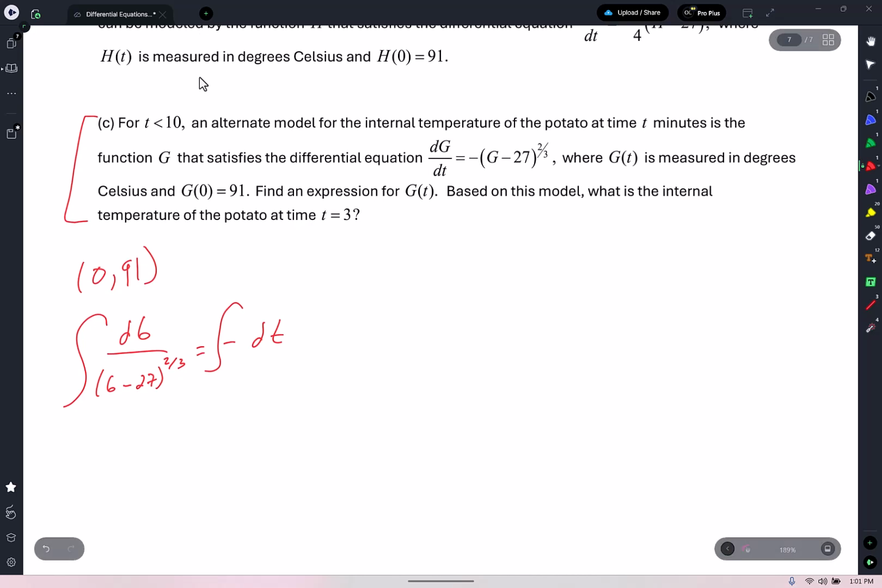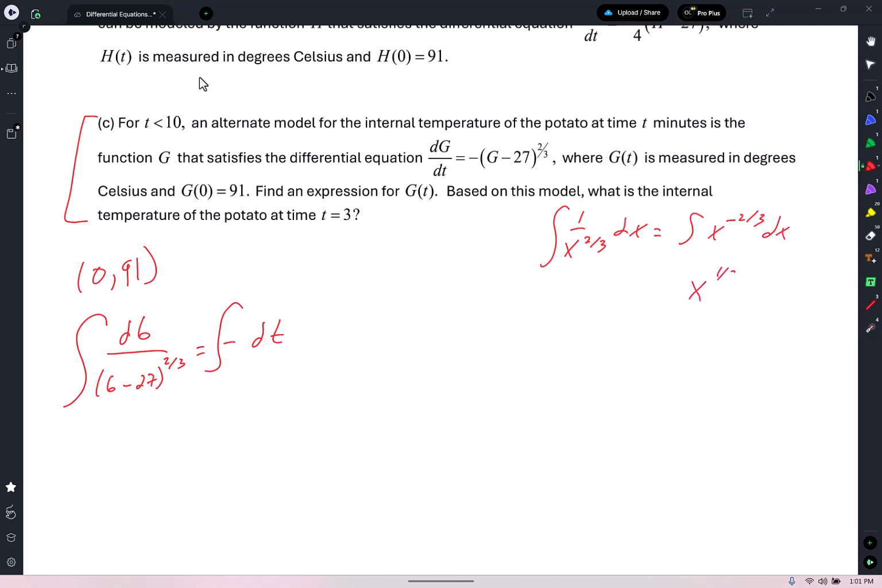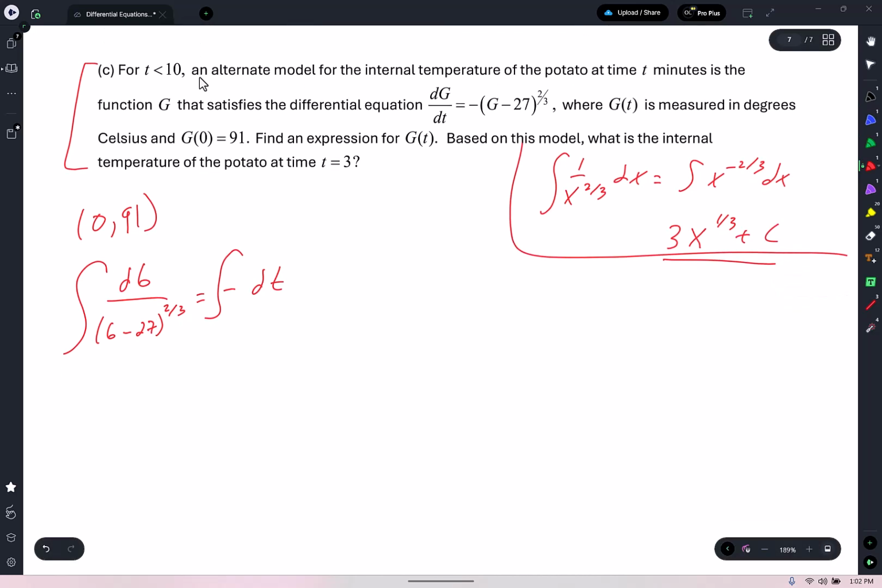So this is, side note, like 1 over x to the 2/3. So if you bring that up, x to the negative 2/3, and we're just going to take an antiderivative. So you're adding 1. So x to the 1/3 divided by 1/3, which is the same thing as multiplying by 3. So this is just a side note. So you're going to do the same thing with this. So you're going to have 3 parentheses g minus 27 to the 1/3 equals, and then the antiderivative of this is going to be negative t plus c.